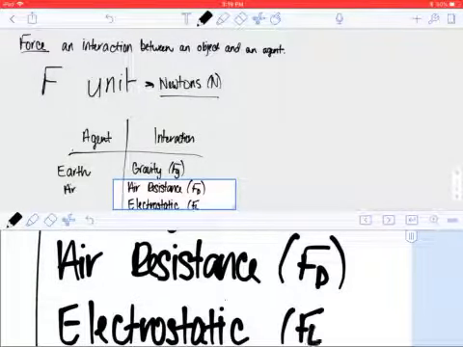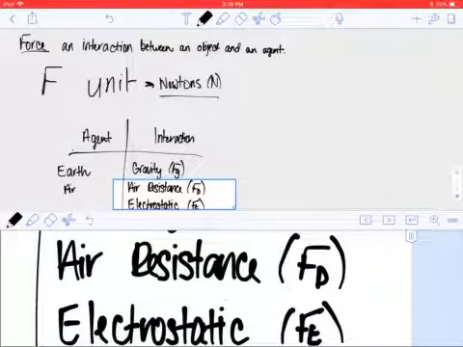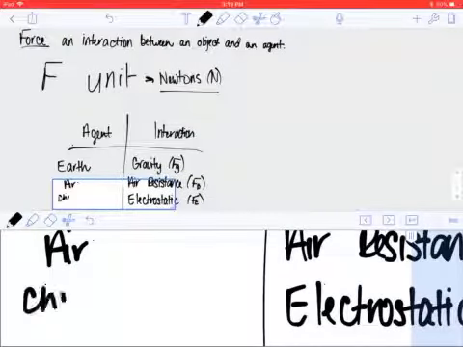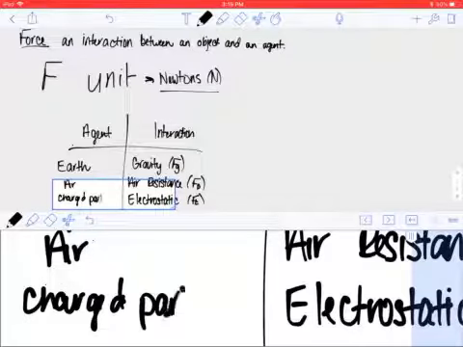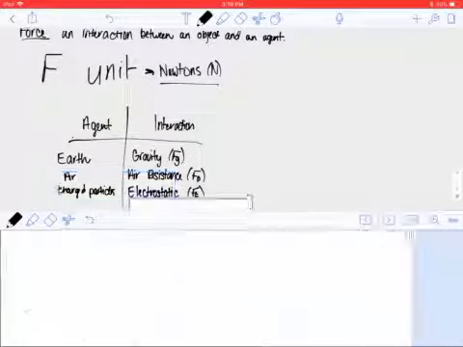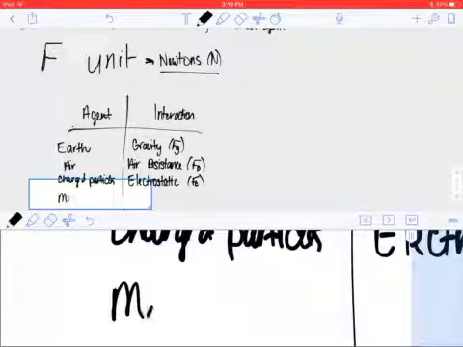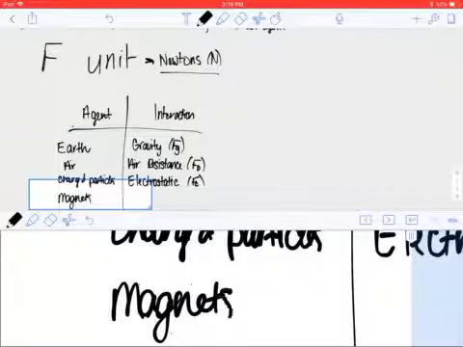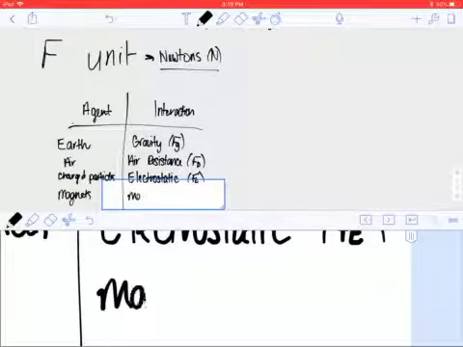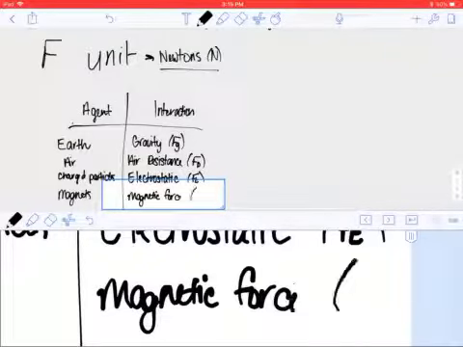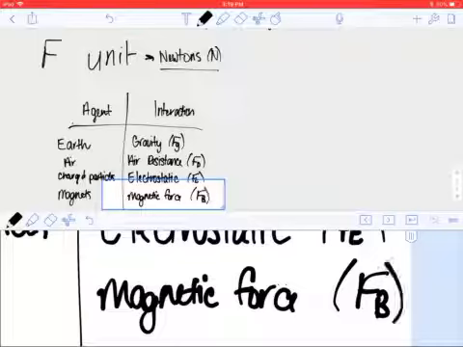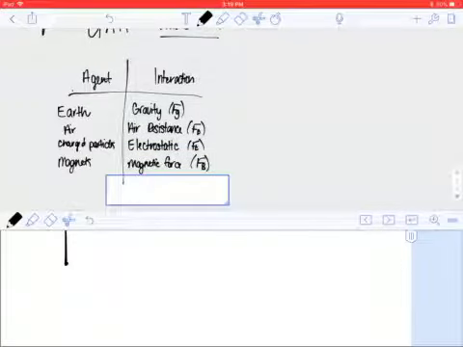Okay, some other big ones that you might have heard, electrostatic. And that is Fe. Okay, that's caused by charged particles. So from chemistry, right, electrons are repelling, protons repel each other, electrons attract protons. So charged particles, that is the electrostatic force. Magnets also are forces, right? Okay, give us our magnetic force. Okay, we call it Fb. Okay, we'll get to why in a couple months.